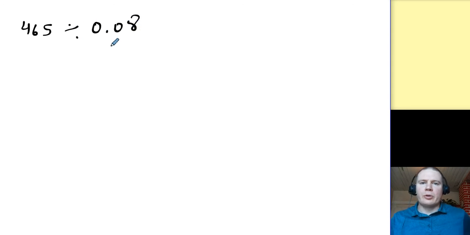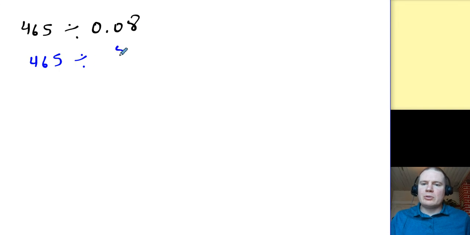Let's try 465 divided by 0.08. Again, to make sense of this, we're going to have to revert back to understanding decimals as fractions. 465 is 465 ones, just a whole number.